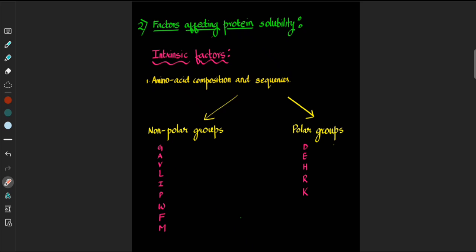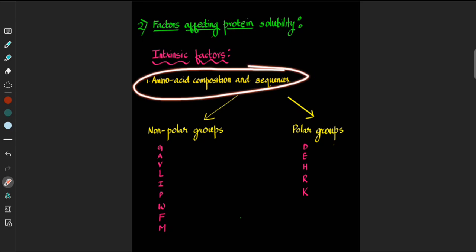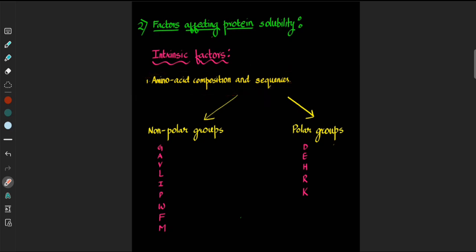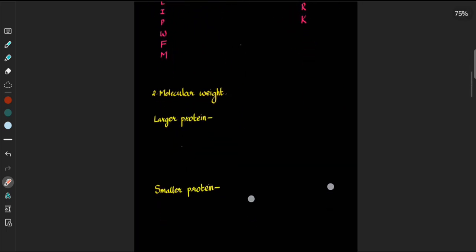For example, it is just taking consideration of the protein itself. So intrinsic factor means, for example, amino acid composition and sequences. That means the protein solubility is influenced by what kind of amino acid is present in this particular protein and what kind of sequence is also there, right?